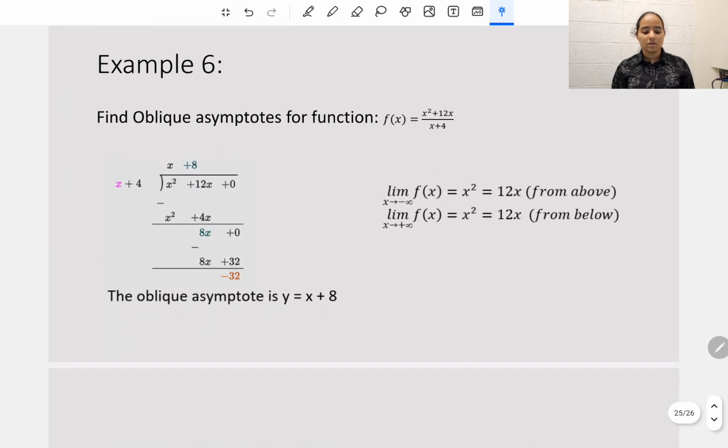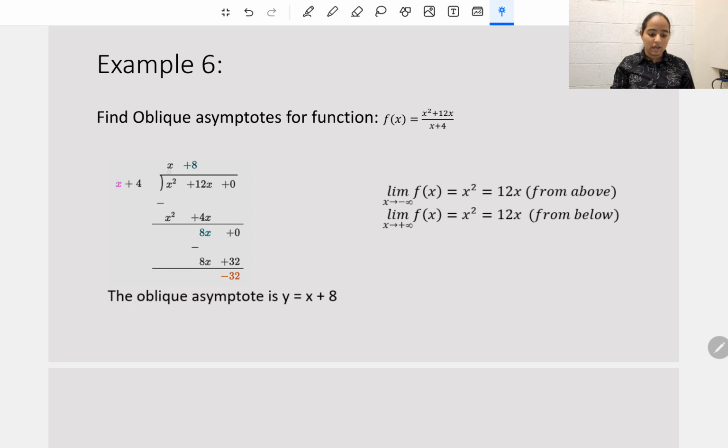Example 6. Find the oblique asymptote for the function f of x equals x squared plus 12x over x plus 4. As we can see, the degree of the numerator is bigger than the degree of the denominator. Therefore, there is an oblique asymptote. In order to find the oblique asymptote, we need to do long division. x plus 4 and x squared plus 12x plus 0 inside. And now we can do long division and solve this problem.